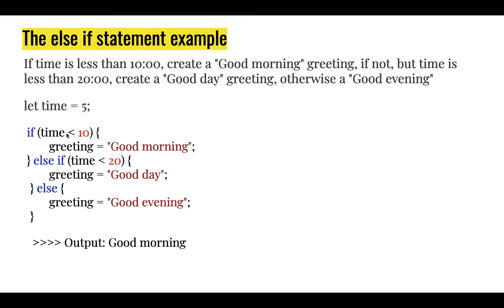So this one, if this is true, do this. If this is true, do this. But it will mean that this is false. Okay? This one will only run if this is false. But if it is true, this one will just run and then you get your output. Okay?